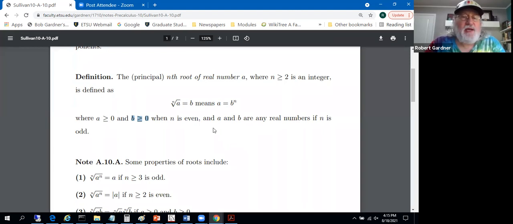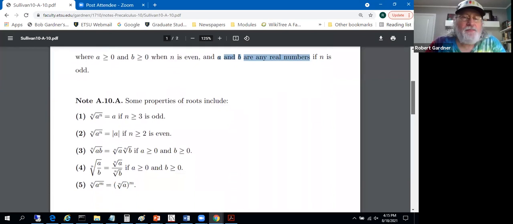In the event that n is odd, then we have no restrictions on a and b. They can be any real numbers. In those events, we can take cube roots of negatives, for example, and we will here shortly.